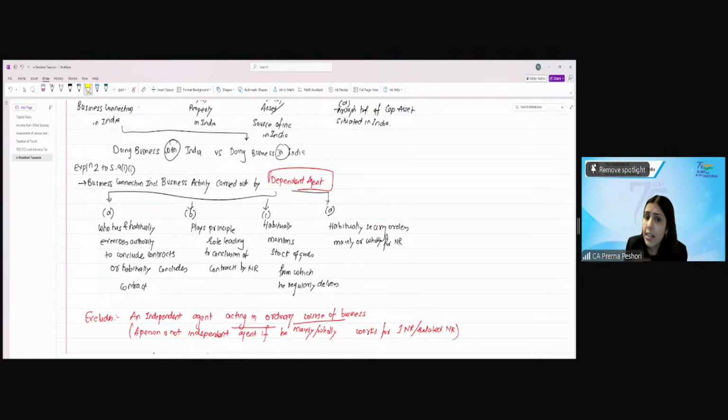If a person is acting in the ordinary course of business, he is working for himself, he is not under my direction and control. Even if he does the sales for me, secures the order for me, he will be considered as an independent agent if he is not under my control. If he is not only working for me.